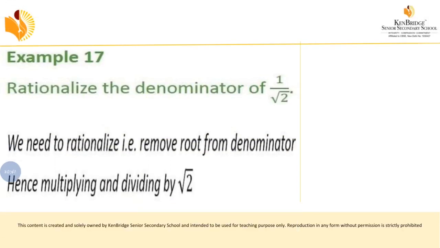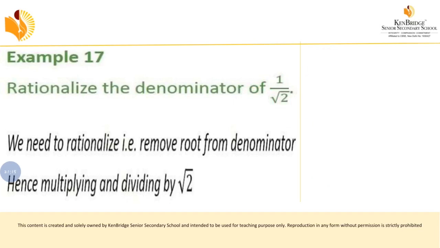So as I said, rationalize in the sense removing the root from the denominator. If you want to remove the root from root of 2, what do we have to do? We have to multiply this whole term by root of 2. Only when you multiply this root by another root will you get the whole number, right? So whatever is given in the denominator, by the same number we are going to multiply and divide the whole term.